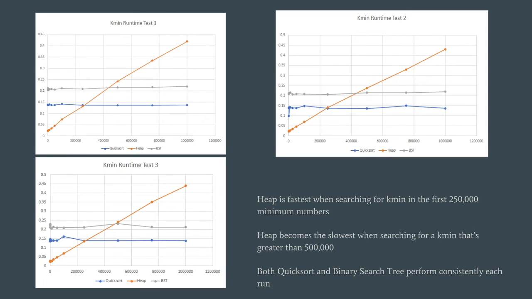In data where duplicates are expected, the binary search tree performs fairly consistent for varying k values. Whereas in cases where duplicates are not present, we would expect the binary search tree algorithm to perform slower as k grows, similar to the heap algorithm.